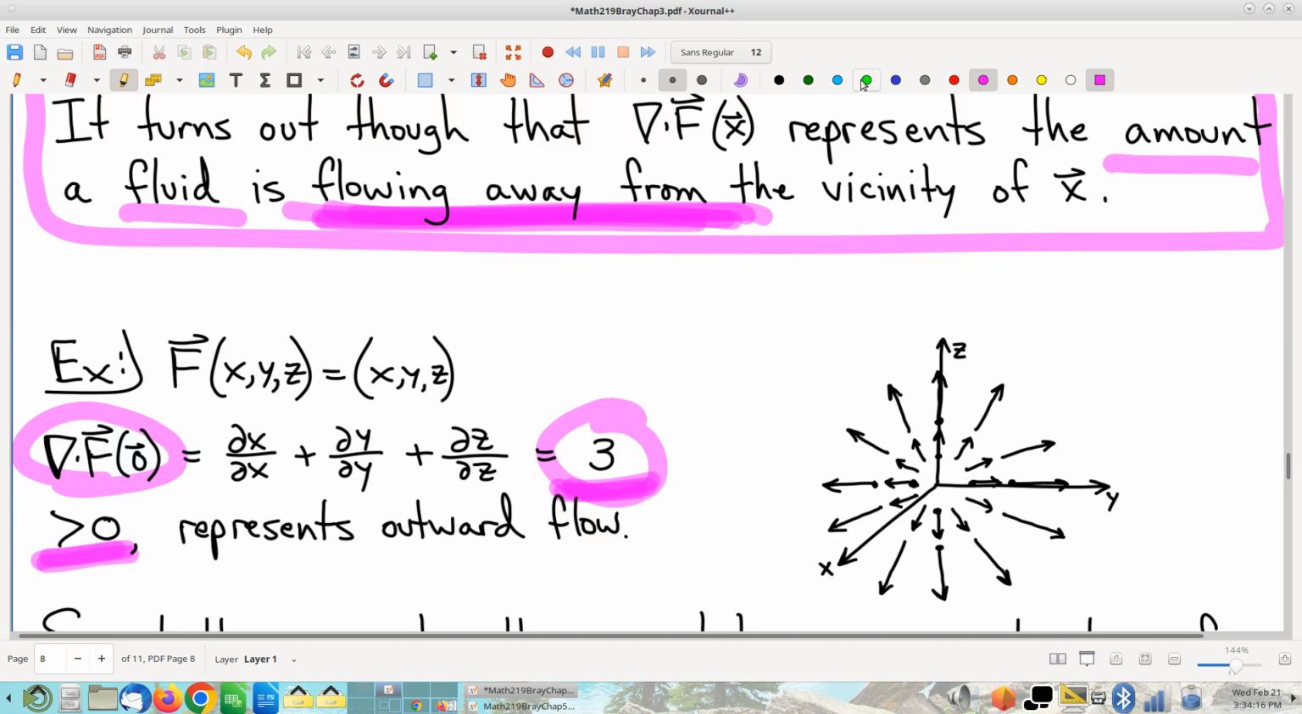If we're thinking of this as being evaluated at the origin, then sure enough, looking at this picture of this fluid, the fluid's literally flowing away from the origin. Right? And so, to a positive extent, the divergence is telling us that the fluid is flowing away from the origin. Now, this doesn't prove anything, right? This is just an example. This shows that this interpretation at least tracks within this example.